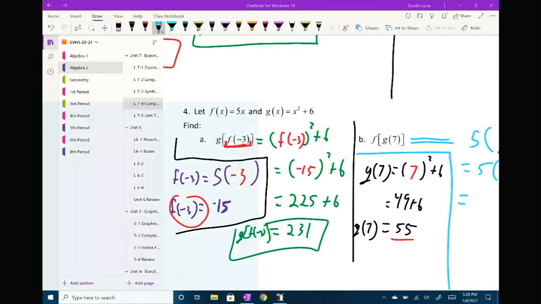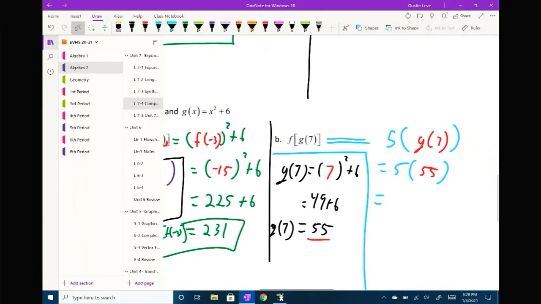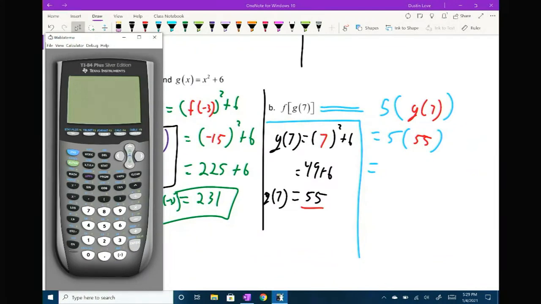I should know how to do that by hand. It's late. I've recorded a bunch of these today. 5 times 55 is 275. So f of g of 7 equals 275.